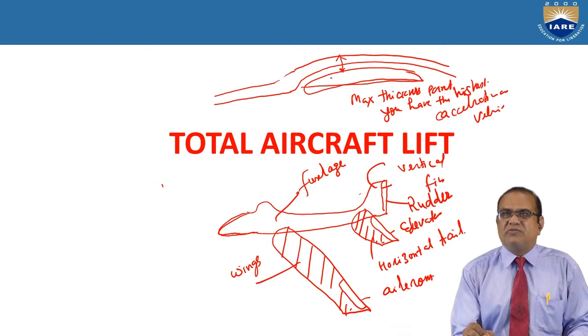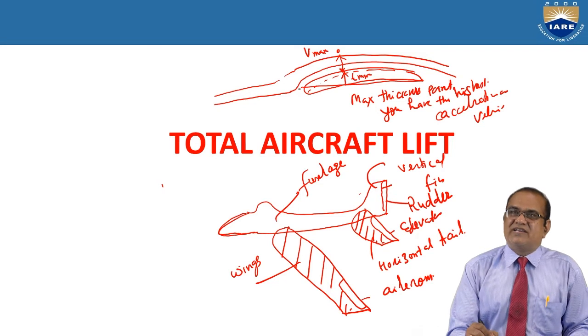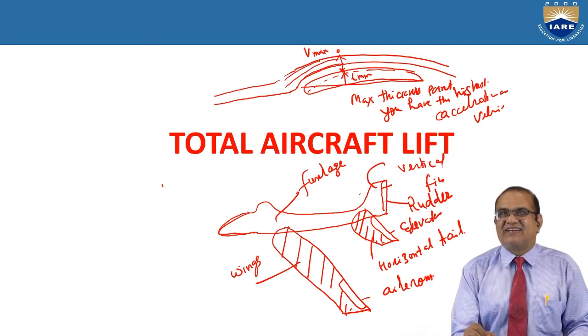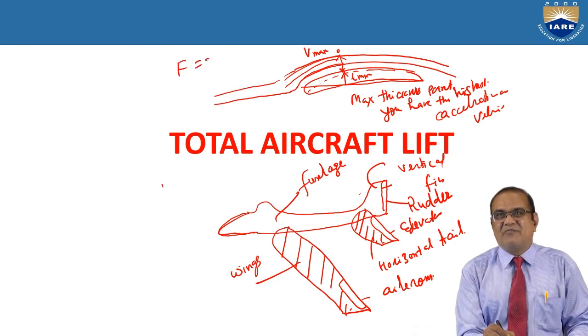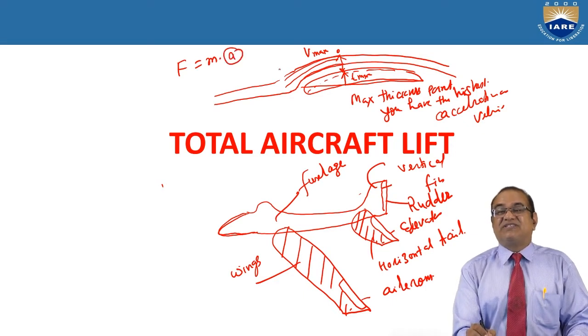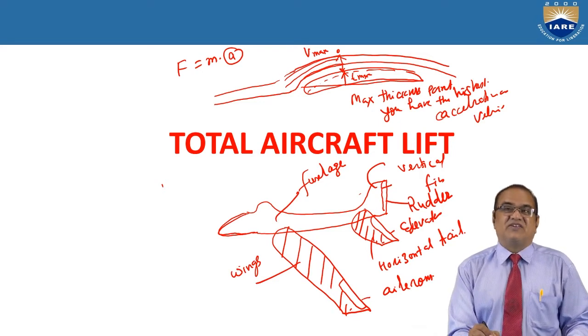So assume this is your camber line. So this is your maximum thickness, T max. At this T max, you have the highest velocity, V max, at this point. So means what? From here to here, it is accelerating. Your flow is accelerating. You know, if the acceleration is there, force is equal to mass of air into acceleration. So this acceleration is there. It means there is a force, and this force is called the lift force.